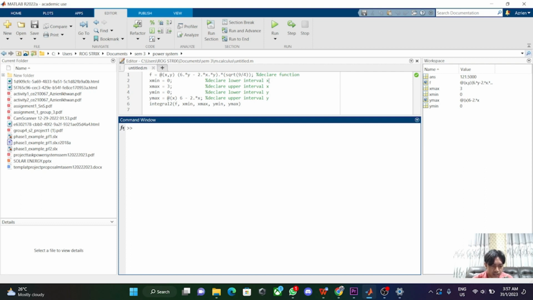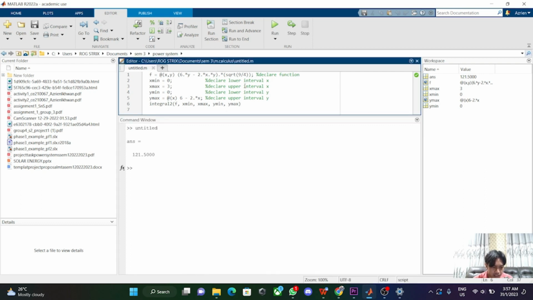Next, we need to declare lower interval x and upper interval x, which is x min equal to 0 and x max equal to 3. Then we need to declare lower interval y and upper interval y, which is y min equal to 0 and y max equal to 6 minus 2 times x. Lastly, we need to integrate f over x min, x max, y min, and y max. So we can run the simulation and we got the answer, which is 121.5.